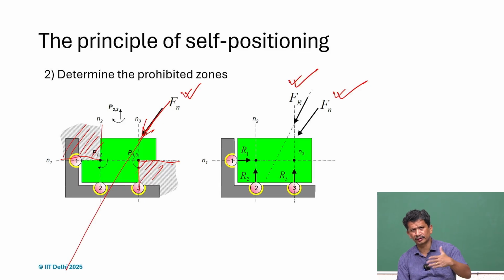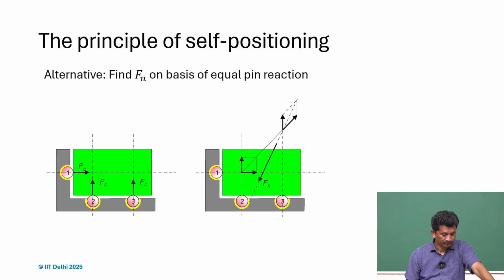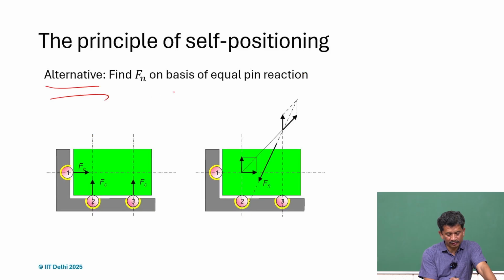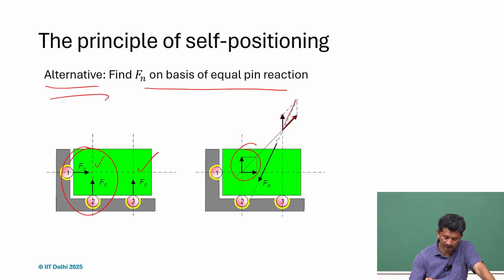We can also make certain assumption that all the reaction forces should be same and equal. Then also we can do this, because it's only a 3-force member, and we should be able to find it. So that is the alternative. Find Fn on the basis of equal pin reaction. So this is Fc, all same. So if we combine these two, this is what we get, right? And then if we extend these two forces, what we realize is this will be my actual nesting force requirement.